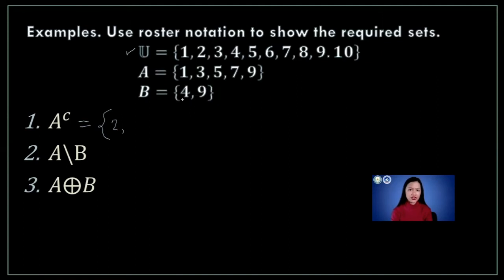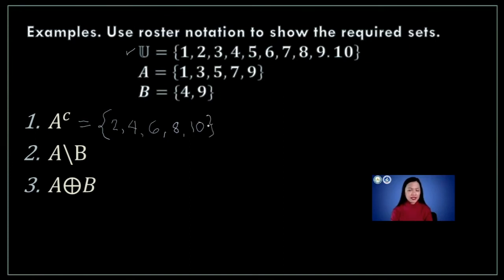Element 3 should not be in the complement. 4 must be here because it cannot be found in A. 5 should not be placed here. 6 must be included. 7, no. 8 must be included. 9 should not be included. And finally, we have 10.